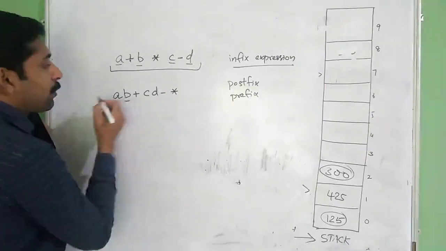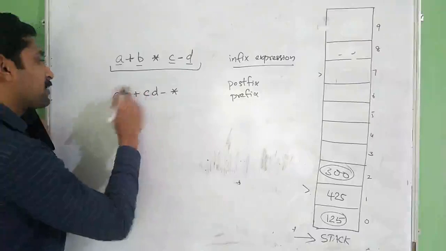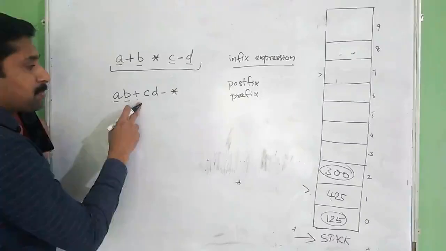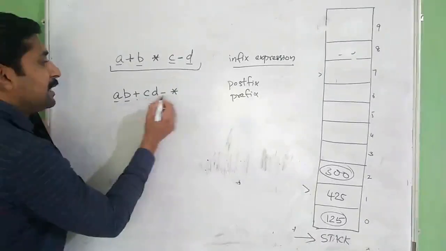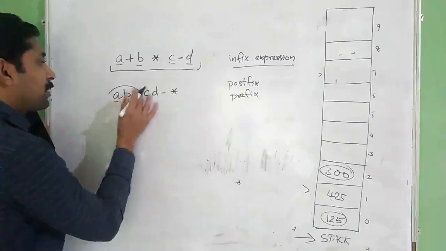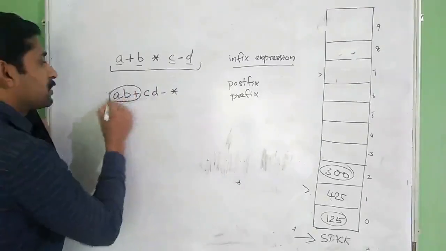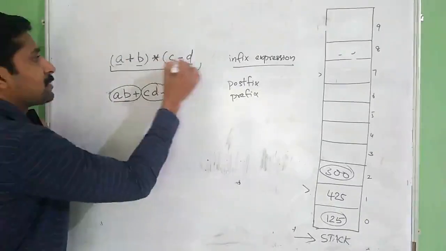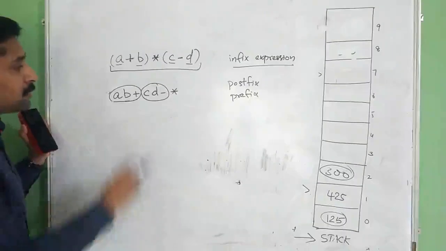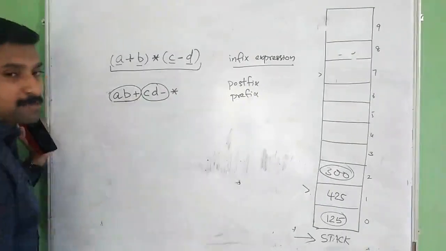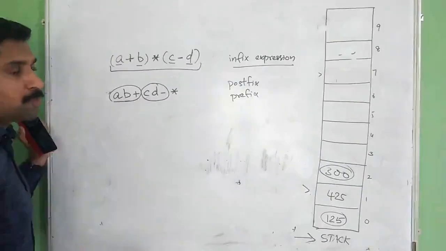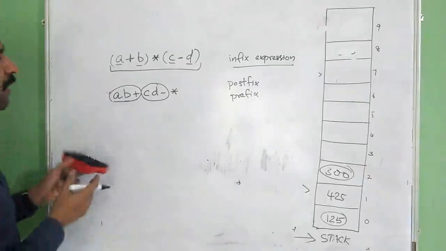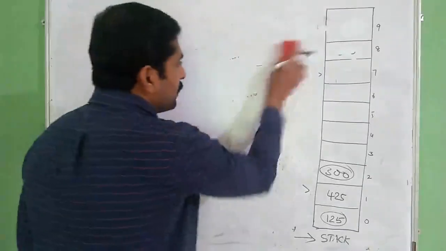So here a, b are operands, plus is the operator. This operator is placed after these operands. So this is called postfix expression. Then c, d minus, and again after performing this operation and this operation, they are multiplied if you are using brackets like this. So for converting an expression into postfix and prefix expression, we make use of this stack.